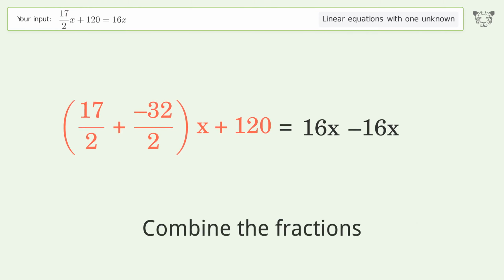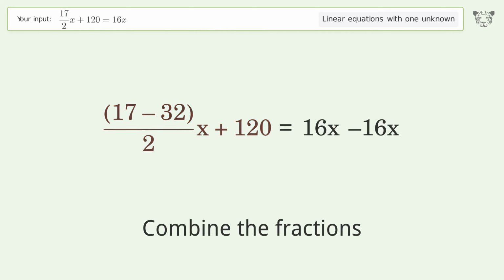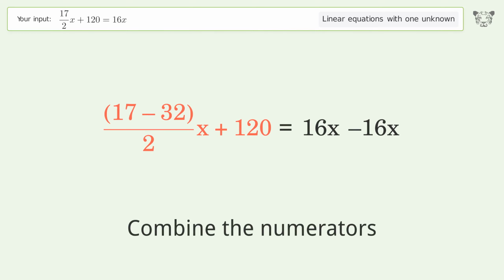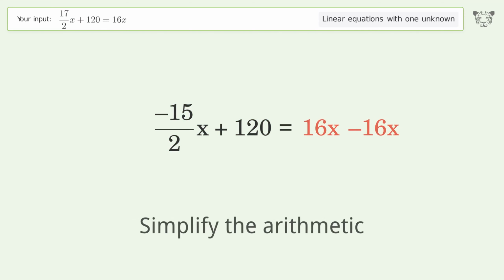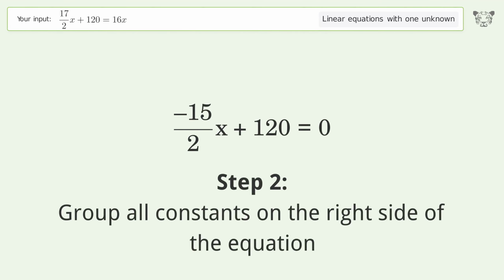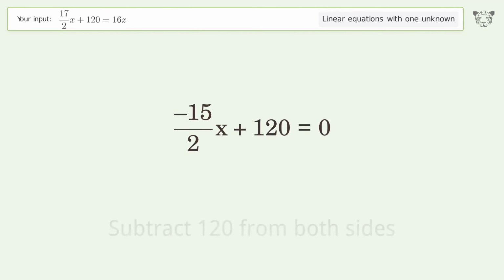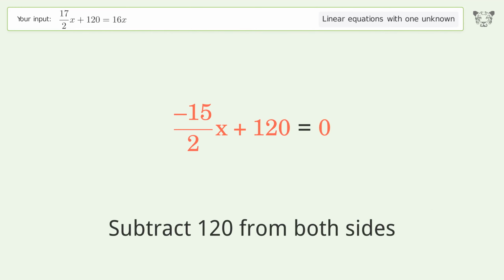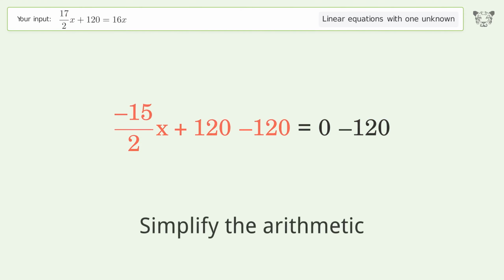Combine the fractions. Combine the numerators. Simplify the arithmetic. Group all constants on the right side of the equation. Subtract 120 from both sides. Simplify the arithmetic.